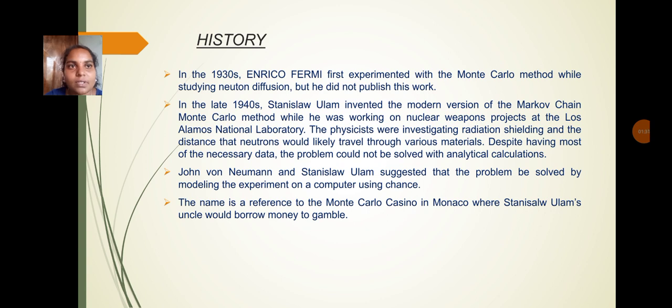The physicists were investigating radiation shielding and the distance that neutrons would likely travel through various materials. Despite having most of the necessary data, the problem could not be solved with analytical calculation. John von Neumann and Stanislaw Ulam suggested that the problem be solved by modeling the experiment on a computer using chance. The name is a reference to the Monte Carlo casino in Monaco, where Stanislaw Ulam's uncle would borrow money to gamble.